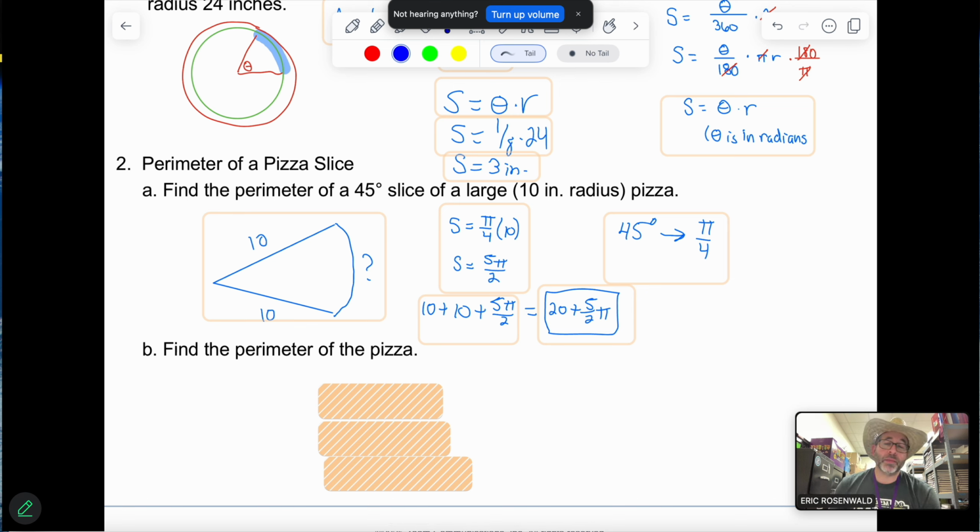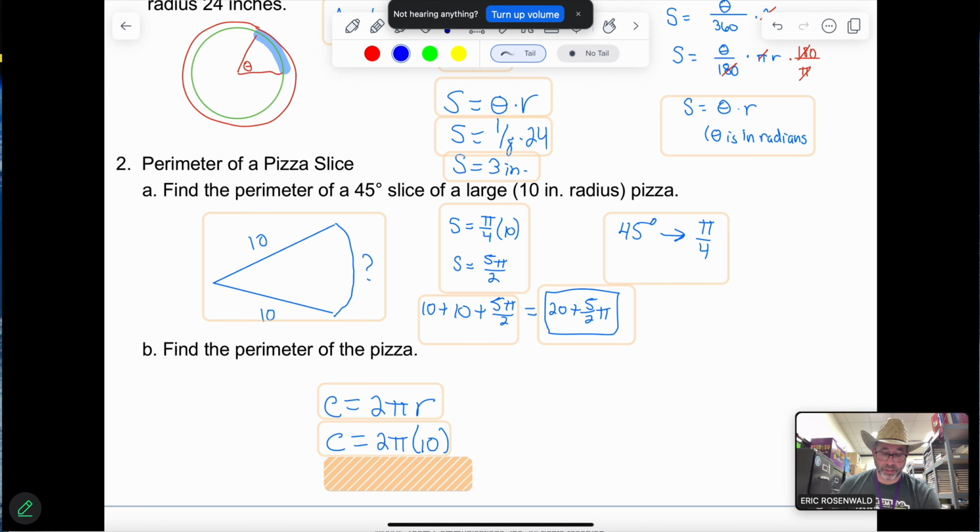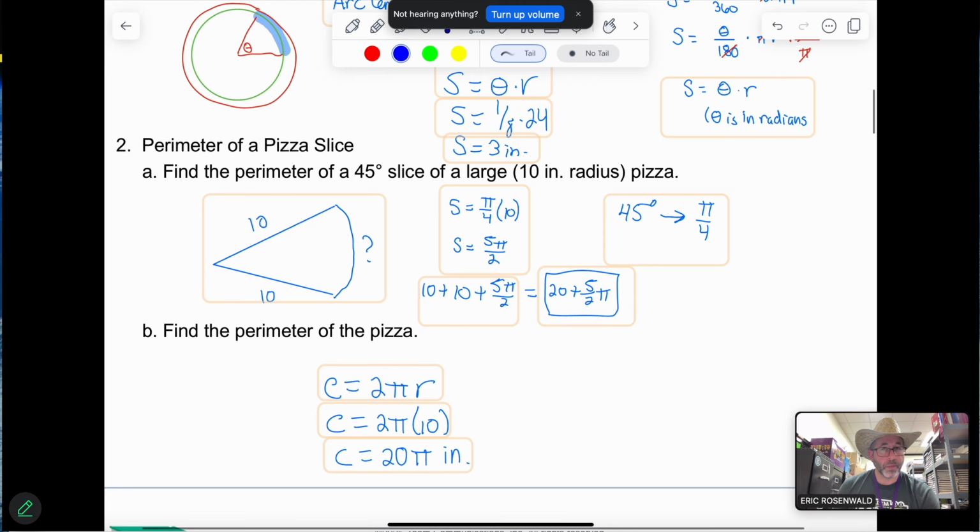So now it says, find the perimeter of the entire pizza. It's not just a portion, now we're finding the whole thing. Well, the word for that is circumference. And the circumference of the pizza is just 2 pi r, which, if we know the radius is 10, is again just going to equal 20 pi.